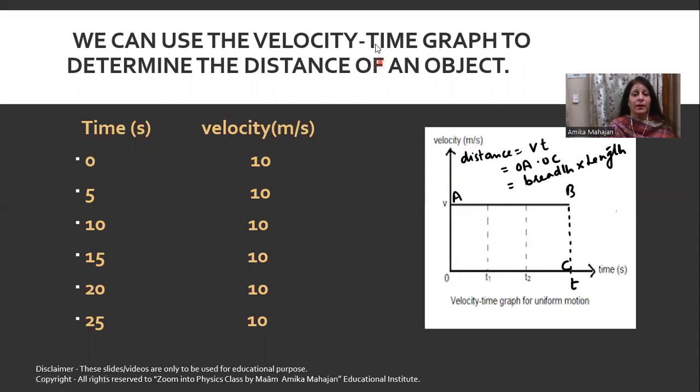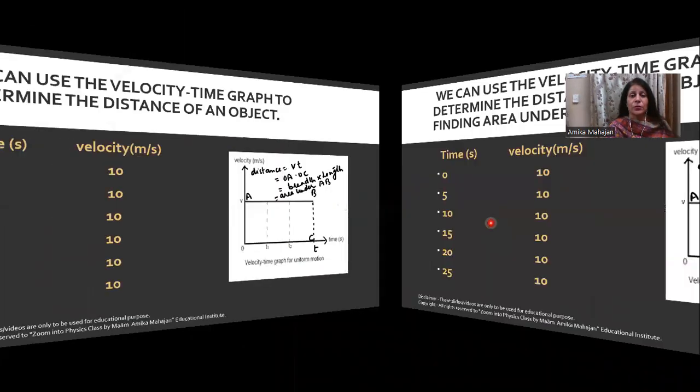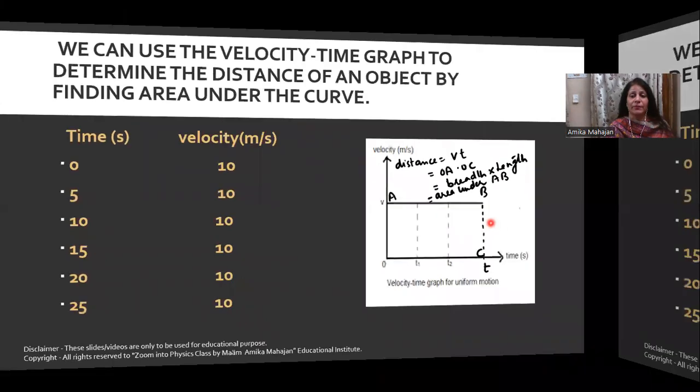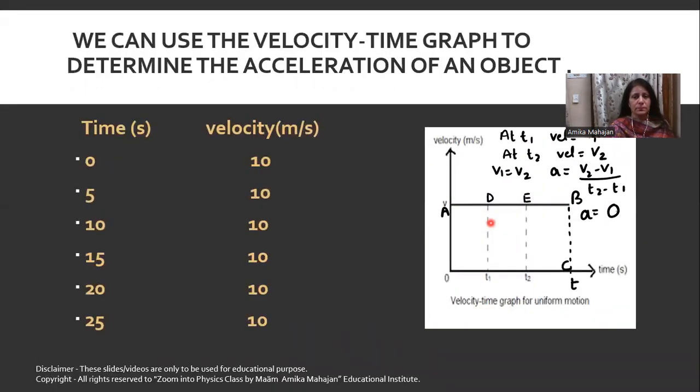Here, when we determine distance, we have to take area under the curve. Next, we can also find acceleration using this velocity time graph. How? By taking the slope. We know that acceleration is change in velocity upon time interval.